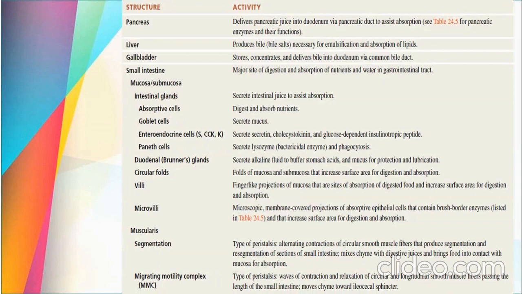Next one is the muscularis. Segmentation, a type of peristalsis, is alternating contraction of circular smooth muscle fibers that produces segmentation and resegmentation of sections of the small intestine, mixes the chyme with digestive juice, and brings food into contact with the mucosa for absorption. The migrating motility complex, another type of peristalsis, is a wave of contraction and relaxation of circular and longitudinal smooth muscle fibers passing the length of the small intestine, moving chyme towards the ileocecal sphincter.